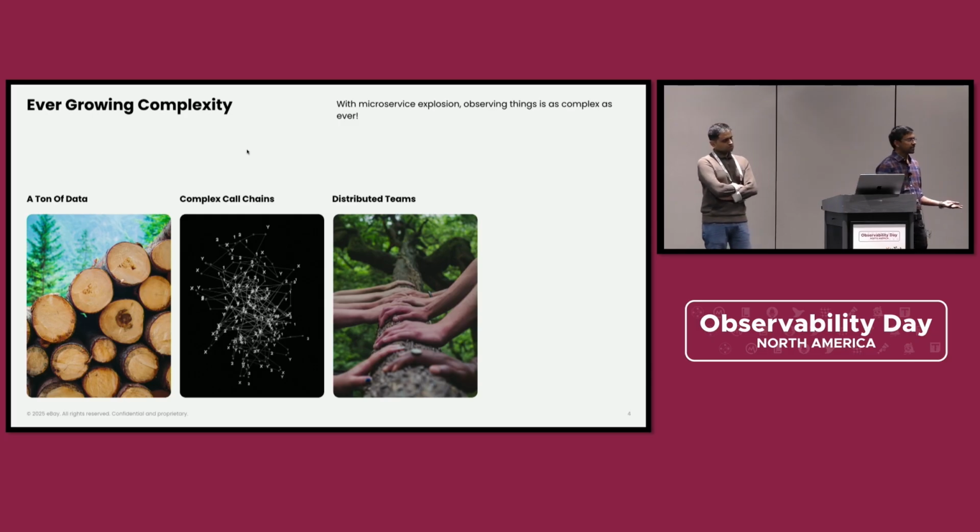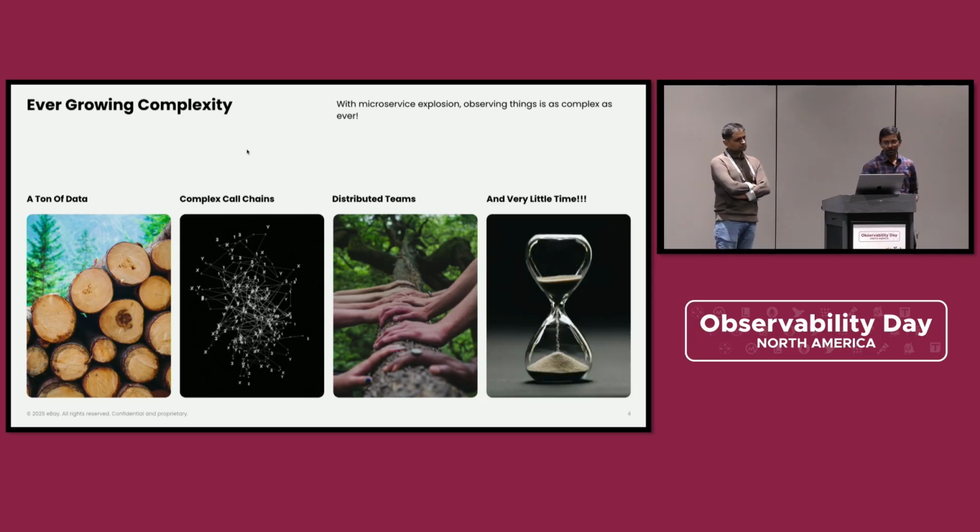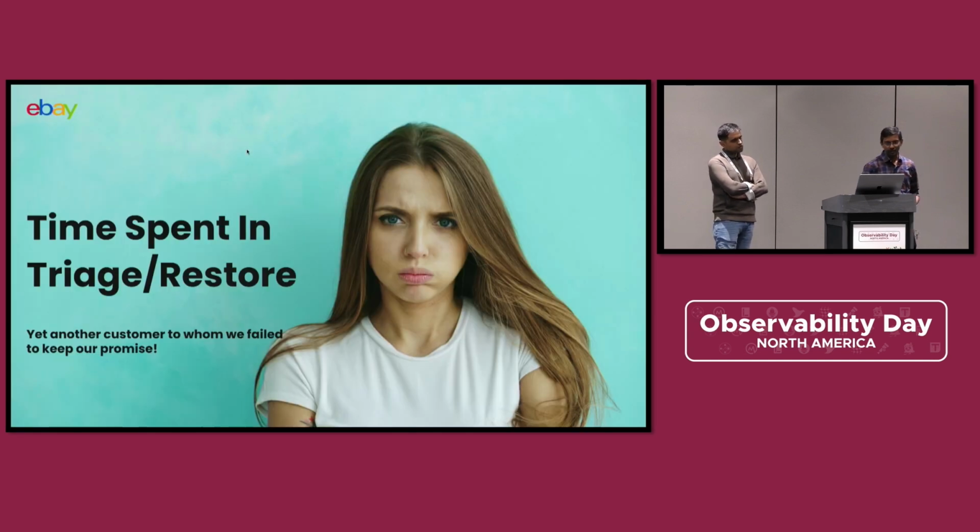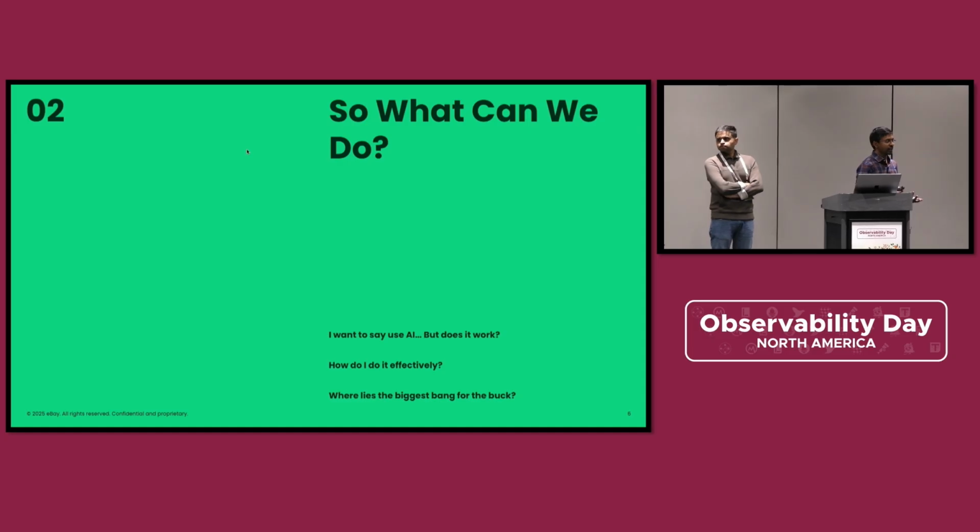There are a lot of teams that are involved in these activities, so if there is a breakage in the call chain somewhere, which team do you involve? Is it the right team? If it's the wrong team, you're wasting more time. And every failed opportunity to diagnose the issue is a lost customer experience. So time spent in triage and restore, there is yet another customer whom we have failed to keep our promise, which is to provide the best customer experience possible. So what can we do?